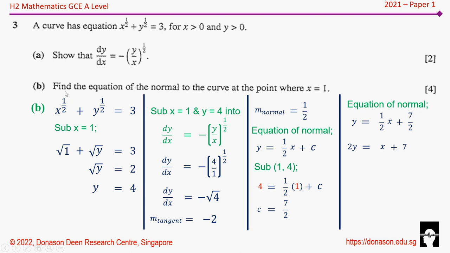So let's look back. Find the equation of the normal to the curve at x equals 1. So this is the equation of the normal to the curve at x equals 1. And that question is completely done. So if you did it this way, you would have gotten 4 marks for this question.